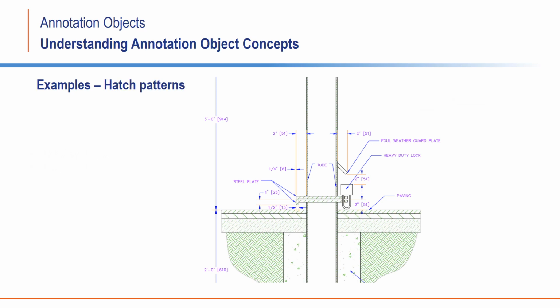Hatch patterns and gradient fills are another way to convey information in a drawing. They fill closed areas with a solid color or a repetitive pattern of lines, often using standard patterns to represent specific types of materials, such as brick or steel.